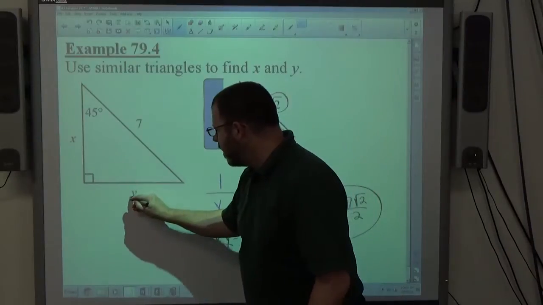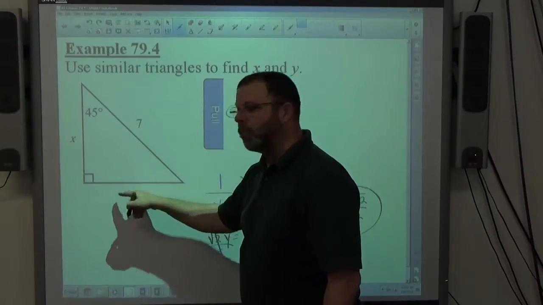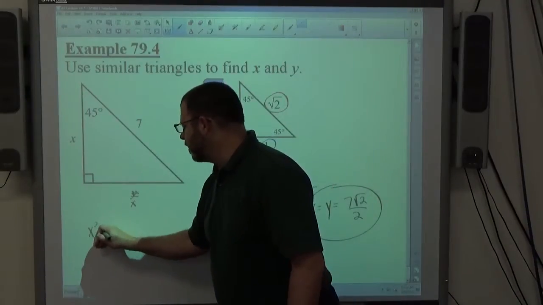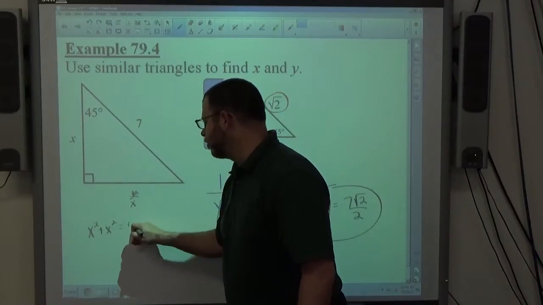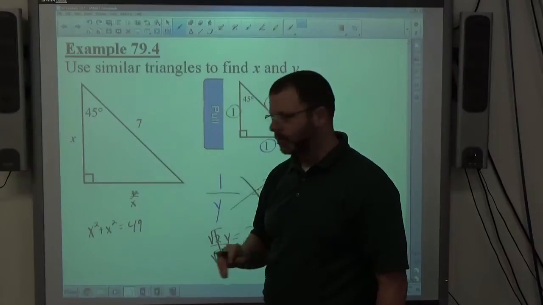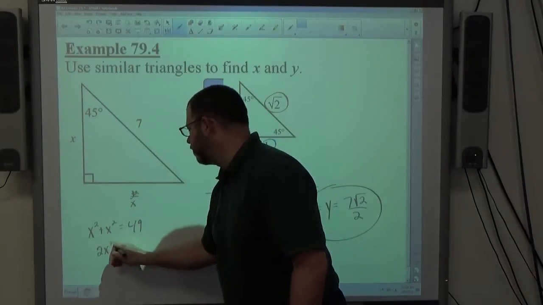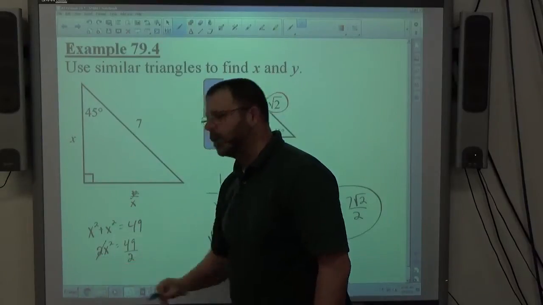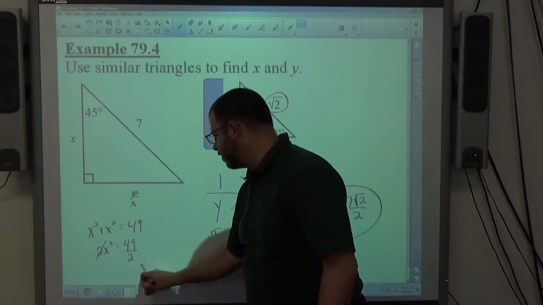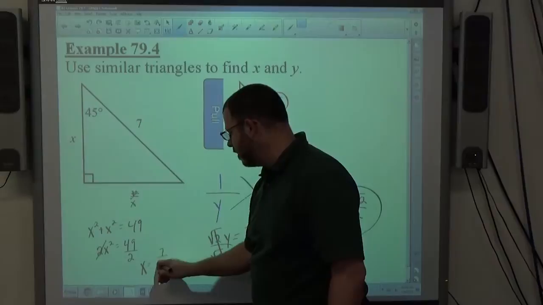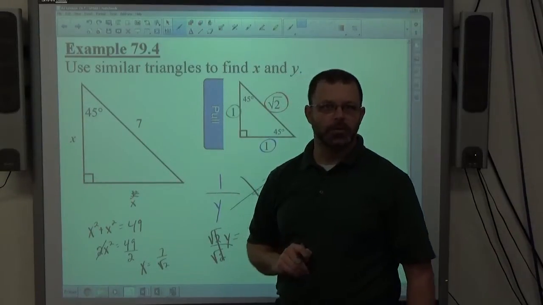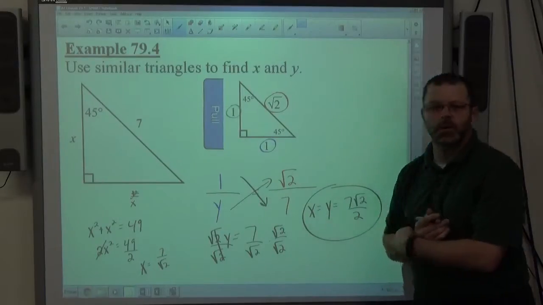Okay. If we're all in agreement that the x and y are equal, right? If I called that x, leg squared plus leg squared equals hypotenuse squared. So 2x squared is equal to 49, which means x squared equals 49 halves, which means x is equal to the square root of 49 over the square root of 2. That also works. That gets you the 7 times the square root of 2 over 2.